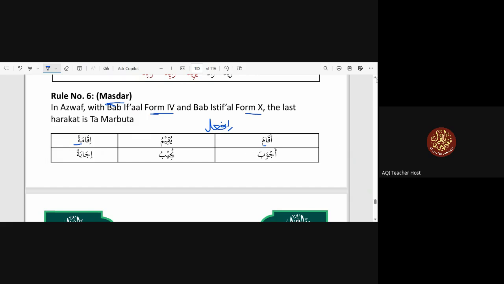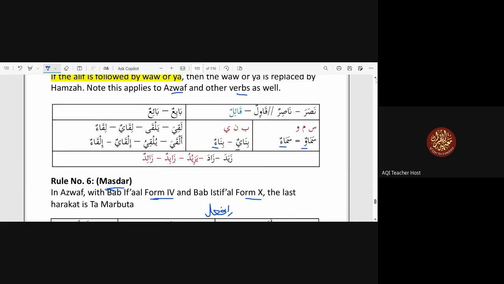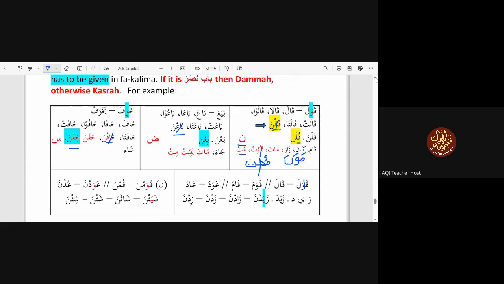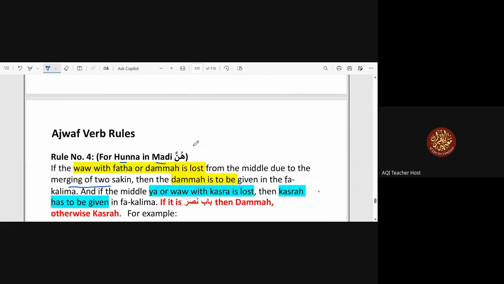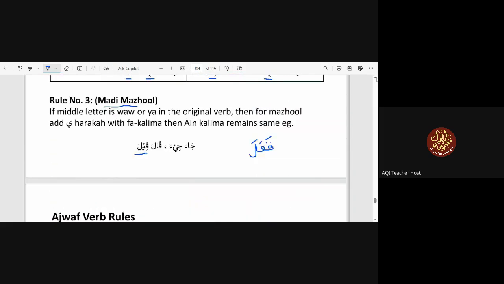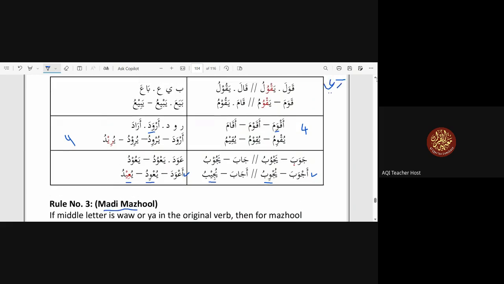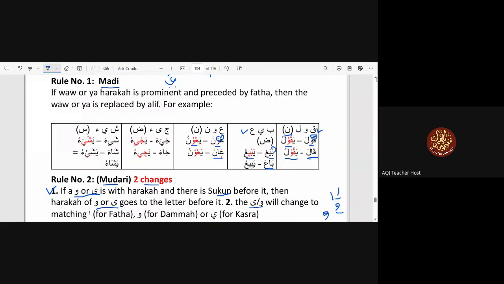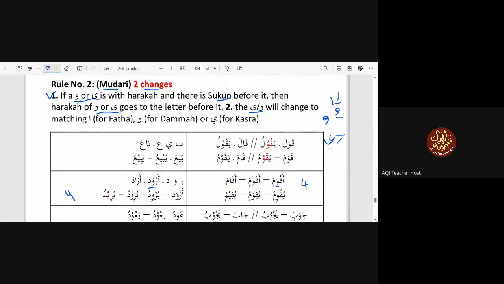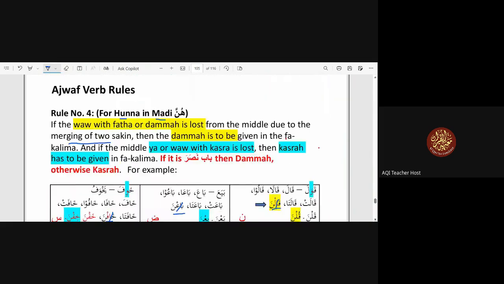So we just have to focus on the first few rules. Rule number 4 and rule number 3, and also rule number 1 and 2, because they need a little bit of explanation. So alhamdulillah, I hope everyone understands all these rules of Azwaf.